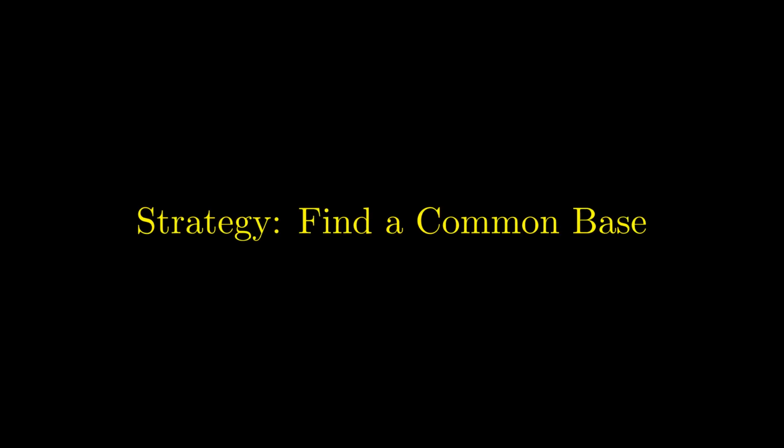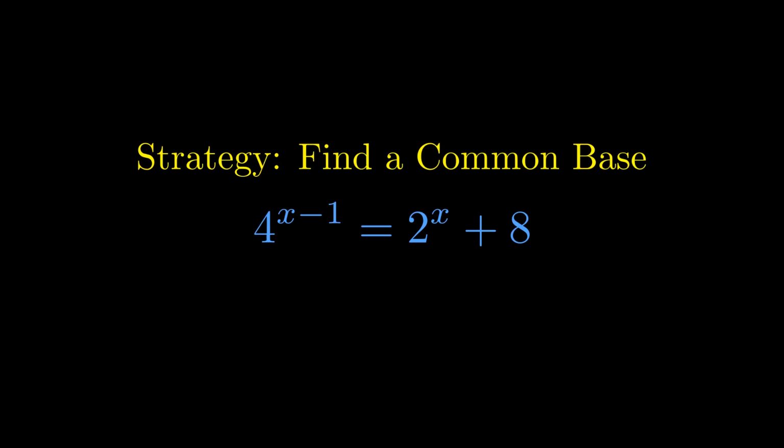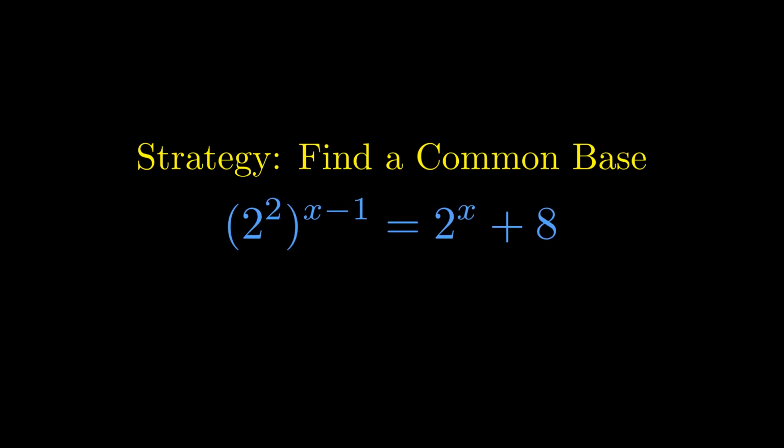The key strategy here is to rewrite everything in terms of a common base. Once we do that, the problem becomes much more transparent. Looking at this, we've got bases of 4 and 2, and you might notice that 4 is just 2 squared, which means we can express everything in terms of base 2. Since 4 equals 2 squared, let's make that substitution. Now, everything on the left has a common base of 2.